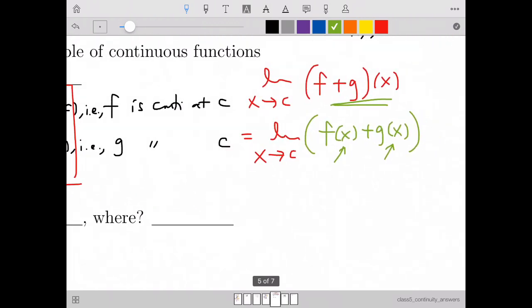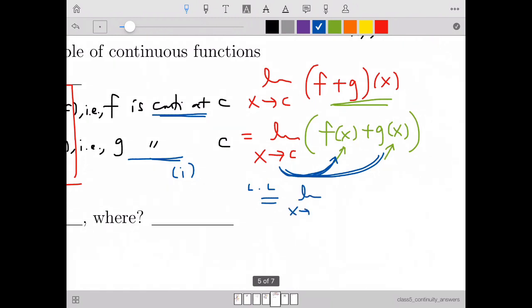And now, limit of f, does the limit exist? Yes. f is continuous at c, so the limit exists. How about g? Does the limit exist? Yes, because g is continuous at c. That was condition 1. So the limit exists. So by limit law, the limit of the sum is the sum of the limits. So that is this plus that is this.